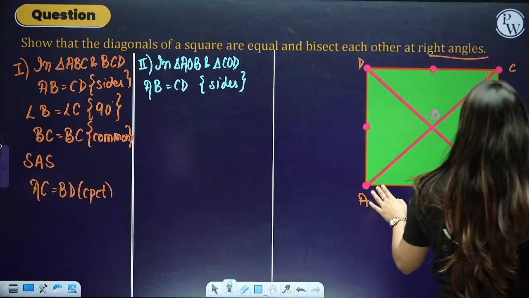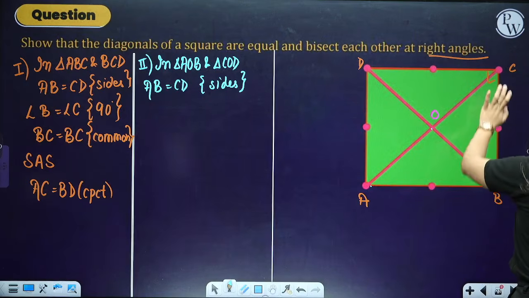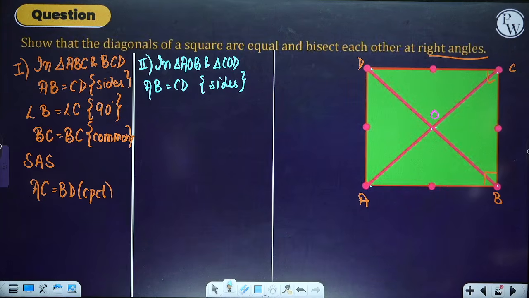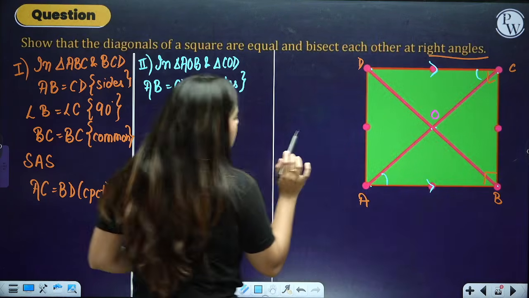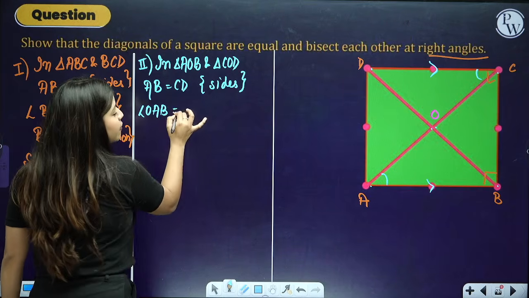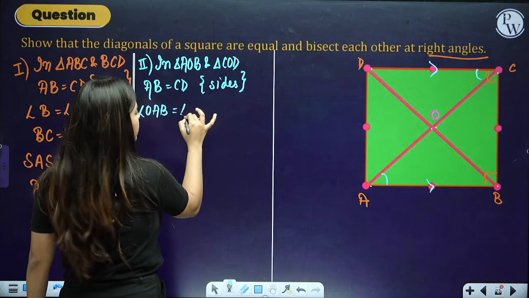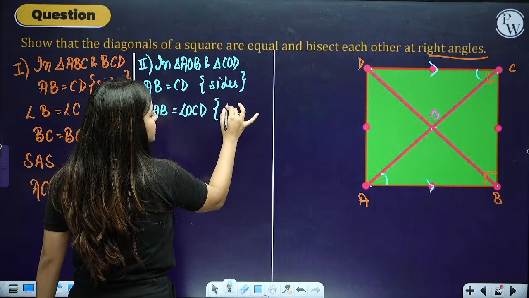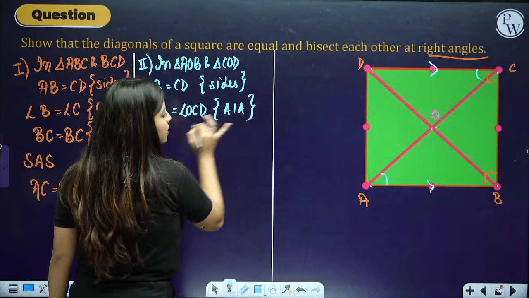Okay. Which triangles have we taken? We have taken AOB and we have taken COD. Alright. A square is also a parallelogram. We know that. Also, we know that DC will be parallel to AB. If DC is parallel to AB and if we take, let's say, CA as transversal, so this angle will be equal to this angle, alternate interior angles. So, we can say angle OAB will be equal to angle OCD. And why can we say that, bacha? Because they are alternate interior angles.